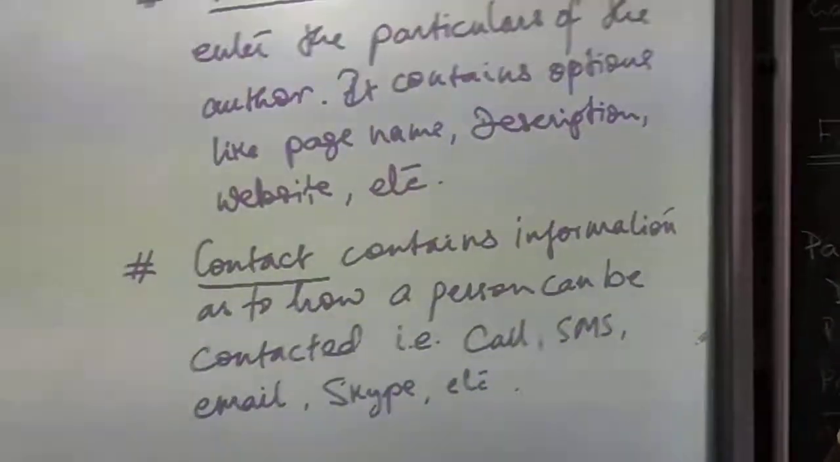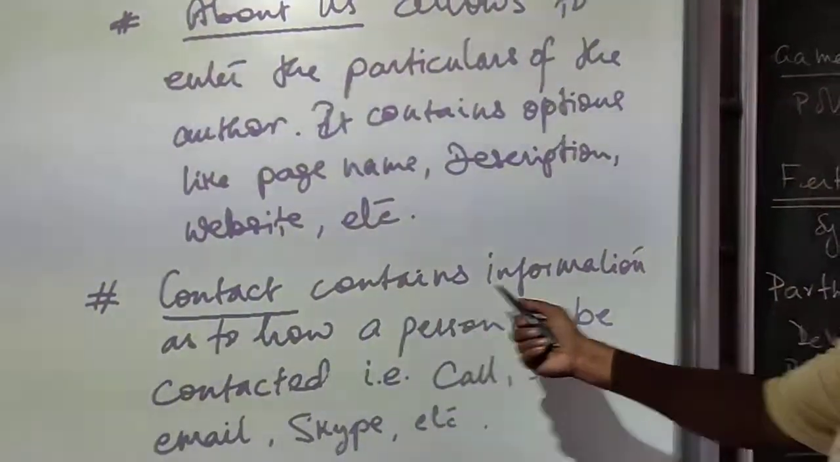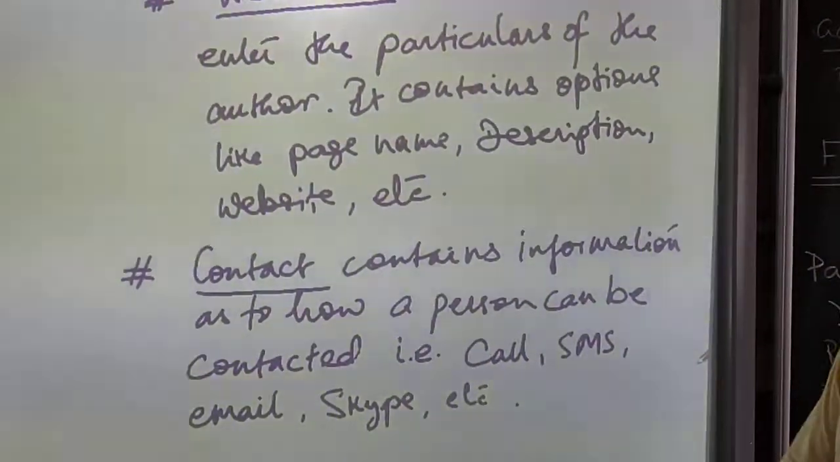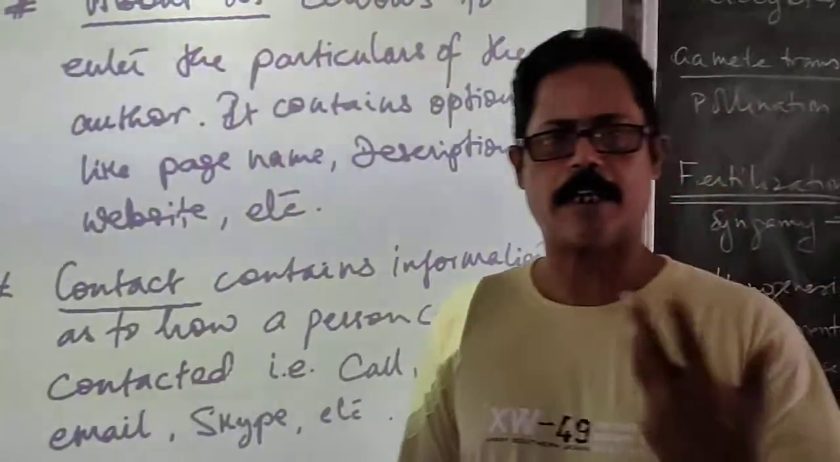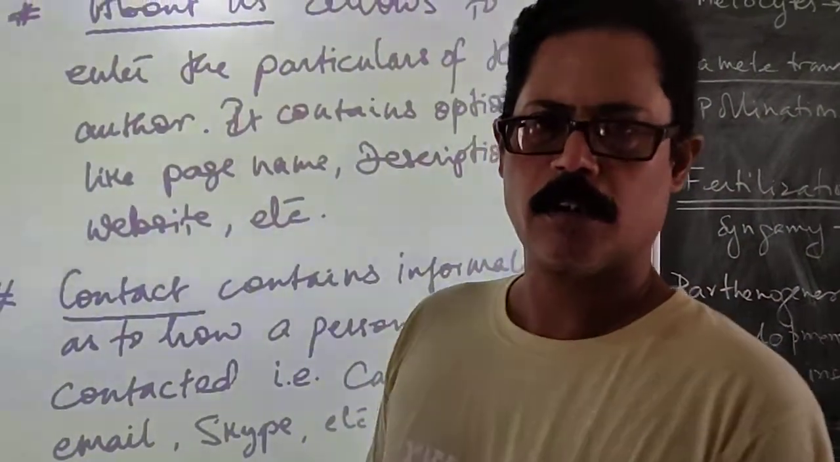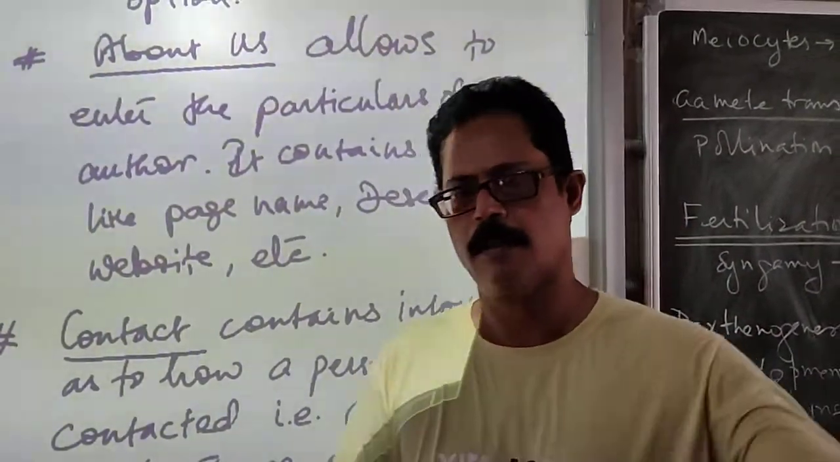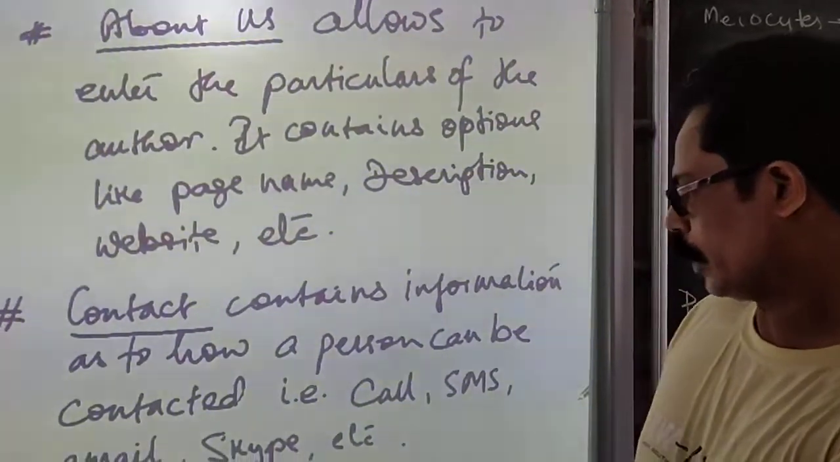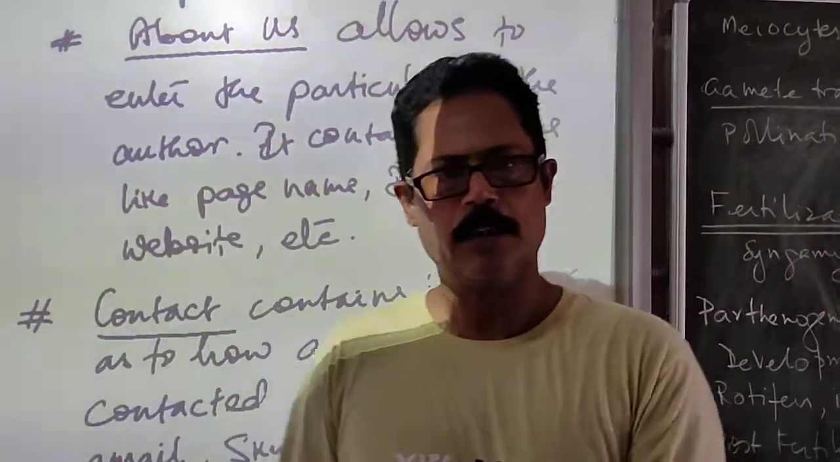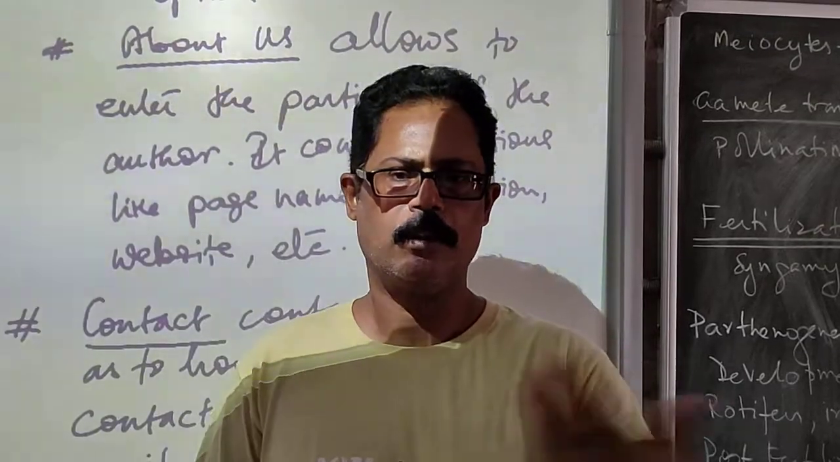Then the contact. Contact contains information as to how a person can be contacted. Suppose I am creating an attendance application, then I will write my phone number and my email ID, so that one can easily contact me in turn.